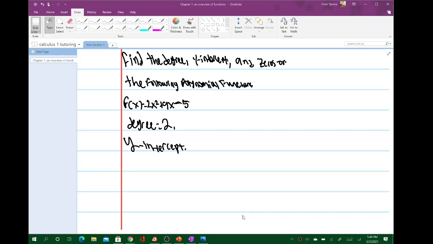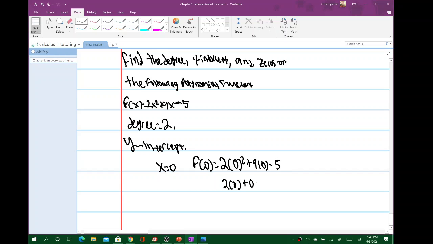The y-intercept is going to be, so basically you're going to set x equal to 0. So that means that f of 0 is 2 times 0 squared plus 9 times 0 minus 5. You're going to have 2 times 0 plus 0 minus 5. This is 0 plus 0 minus 5. So this is 0 minus 5, which is -5.